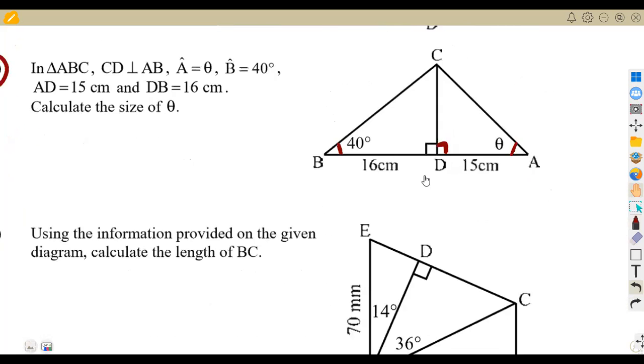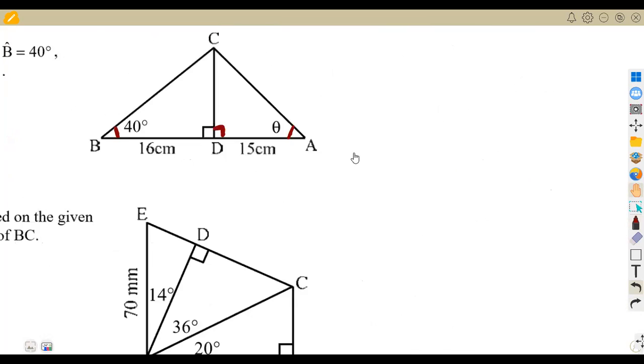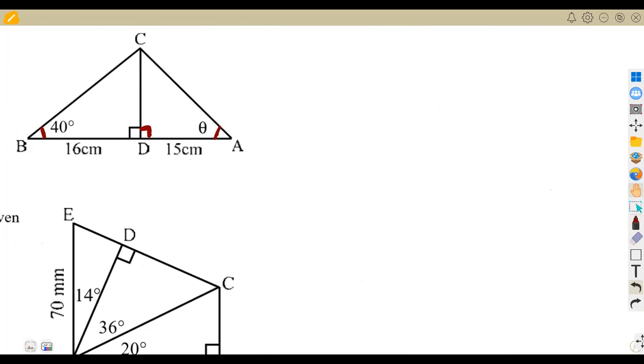So you have to ask yourself: from this triangle and this information that I am given, how can I find the angle theta? Which steps can I take? Where is theta? Theta is in this triangle ADC. So far as we can see in this triangle, there's only one side, and there's nothing that we can do with that side.